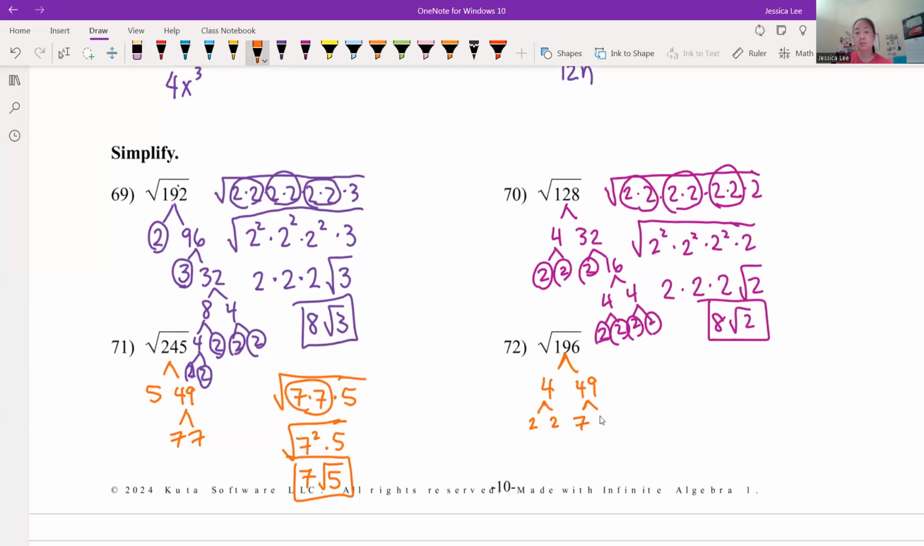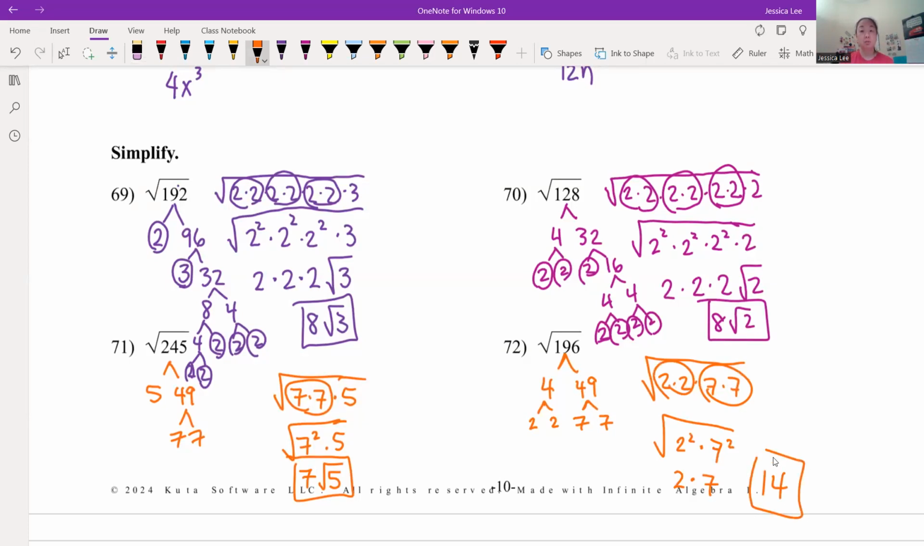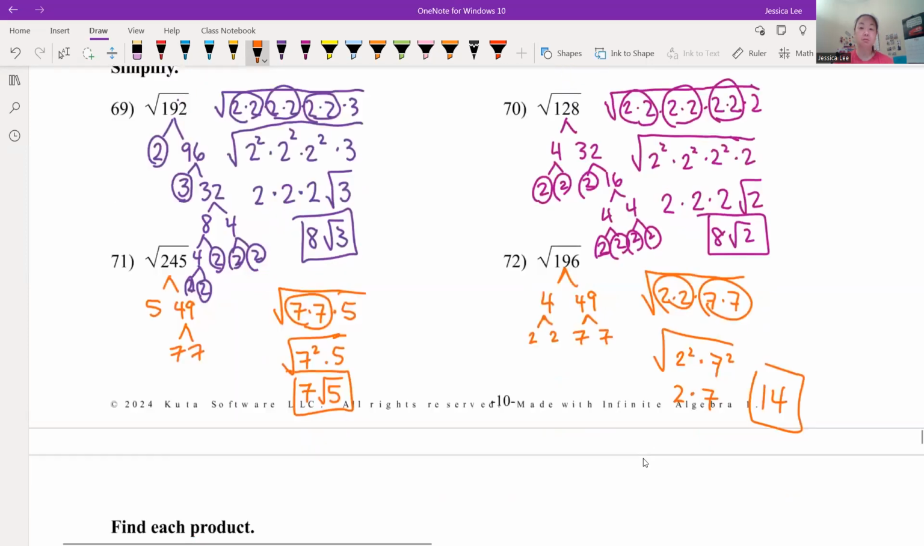And this is going to be 7 times 7. Ooh, this is going to be interesting. 2 times 2 times 7 times 7. I got a perfect square right here with the 2s, 2 squared. Got a perfect square with the 7s, times 7 squared. That's going to be 2 times 7, which is just 14. Notice no square root. Because guess what? 196 is actually a perfect square, because 14 times 14 is 196. So that's what happens if you don't have any square roots, or if you don't have any leftover numbers.